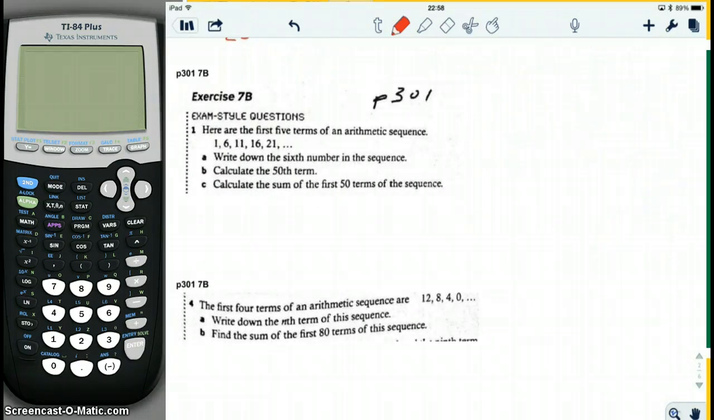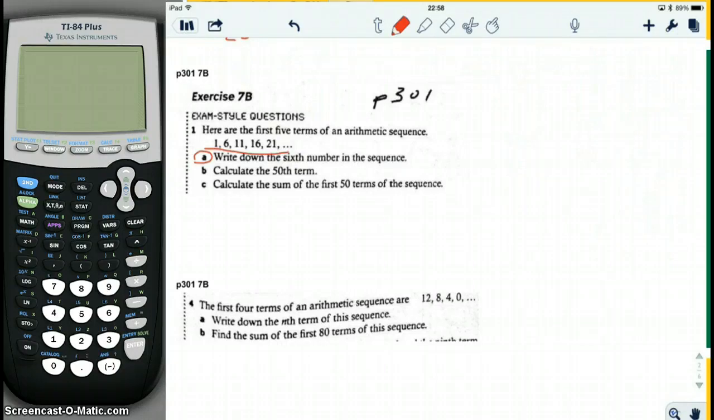7b number 1. Here are the first 5 terms of an arithmetic sequence: 1, 6, 11, 16, 21. You can already kind of see the things that they're going to ask. They're going to ask you maybe what comes next. They're going to ask you what the common difference is. Let's see. What are they going to ask? A. Write down the 6th number in the sequence.